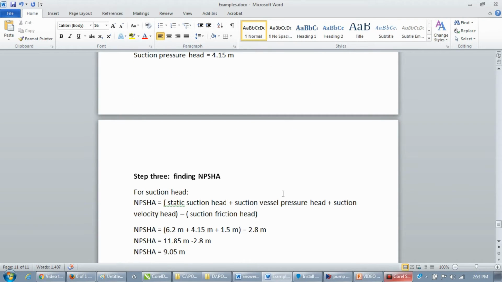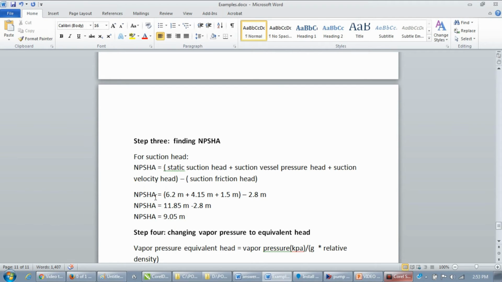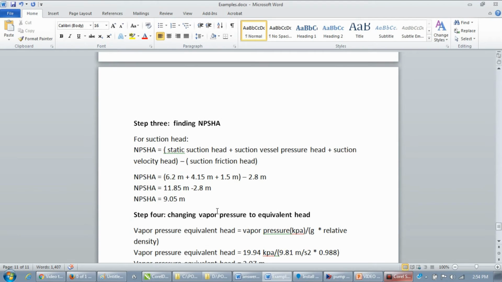Step 3. Finding the net positive suction head available. For a suction head scenario, net positive suction head available equals static suction head plus suction vessel pressure head plus suction velocity head minus suction friction head. Net positive suction head available equals 6.2 meters plus 4.15 meters plus 1.5 meters minus 2.8 meters. Net positive suction head available is 9.05 meters.